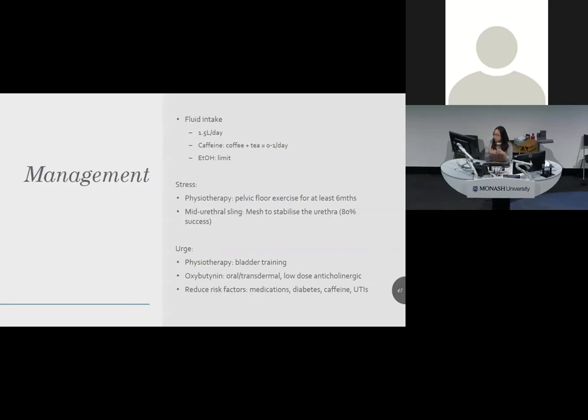So they have an 80% success rate for the mid-urethral sling. And this can also cause retention. So your sling needs to be just right.